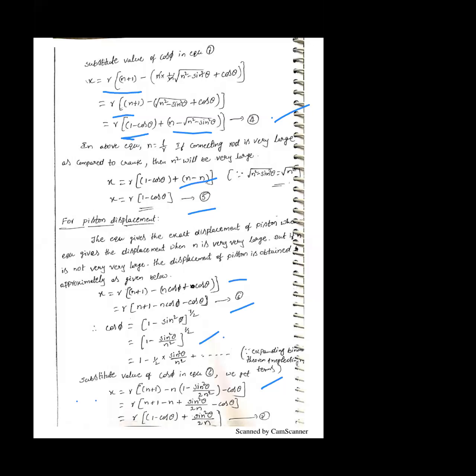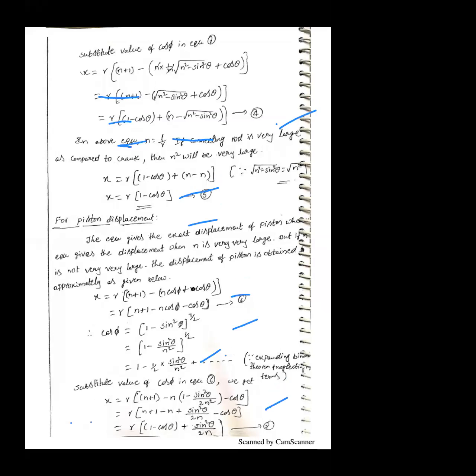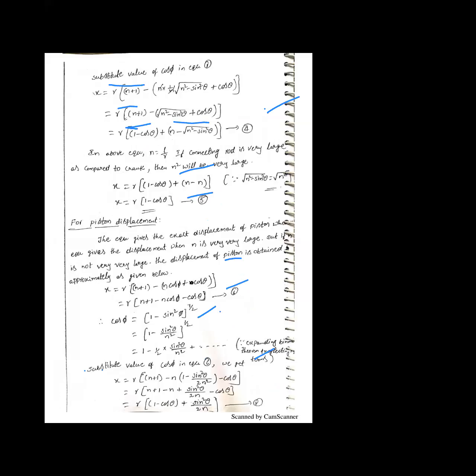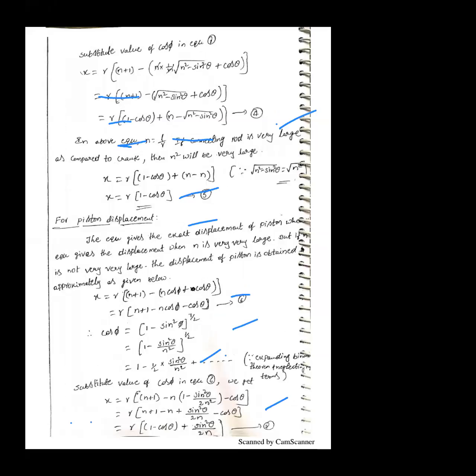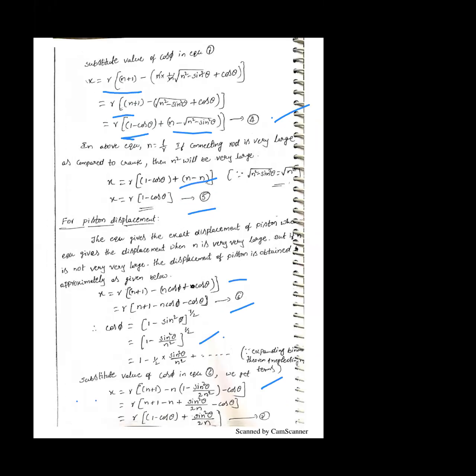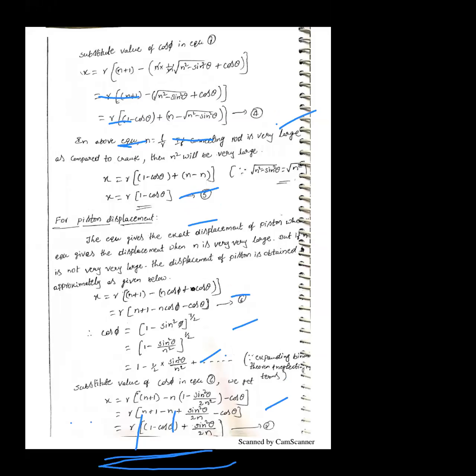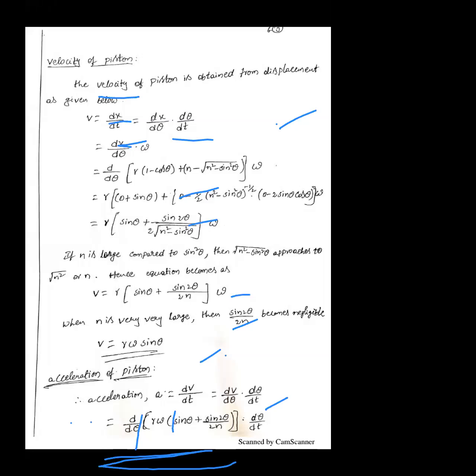That equals r into 1 minus cos theta plus sine square theta by 2n. Here n and n cancel, as in the earlier one. So the remaining expression is x equals r into 1 minus cos theta plus sine square theta by 2n. This is our displacement of the piston equation.